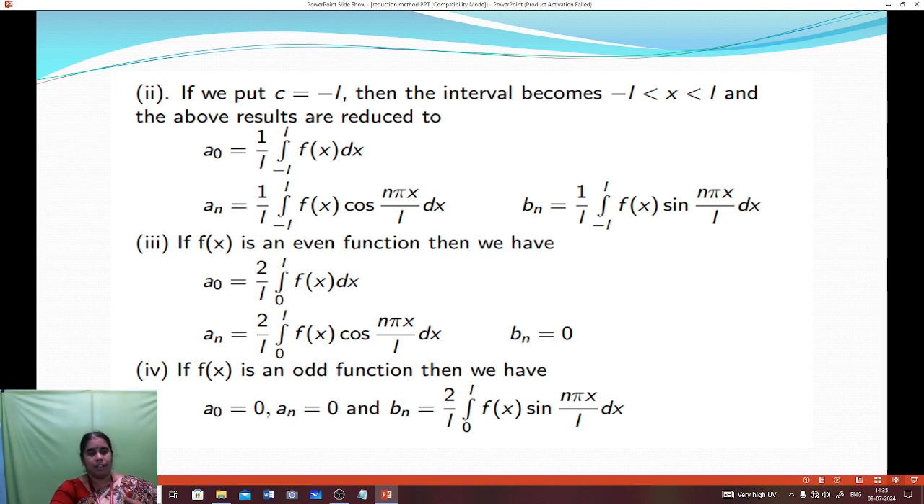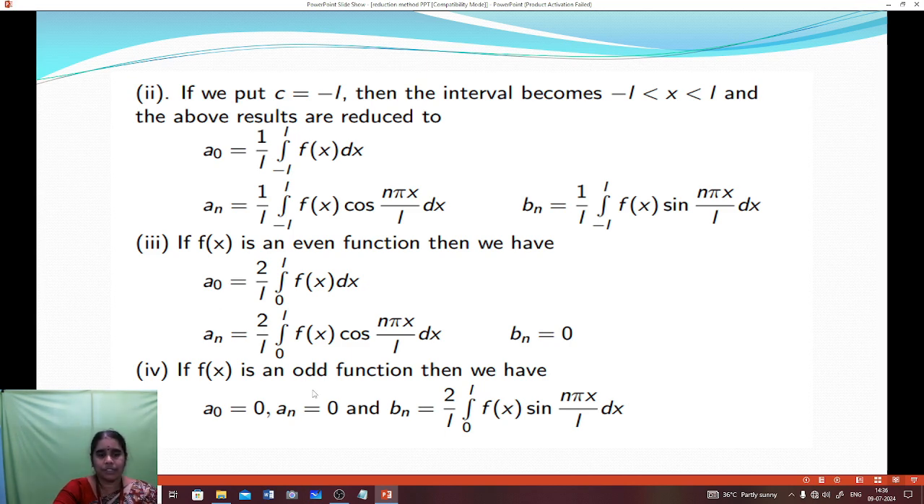Okay. Then next thing, if our function f of x is an even function, then we need only two coefficients, a0 and an. Here a0 takes the value of 2 by L integral 0 to L f of x dx, and an is 2 by L integral 0 to L f of x cos nπx by L dx. In that case, our bn takes the value of 0.